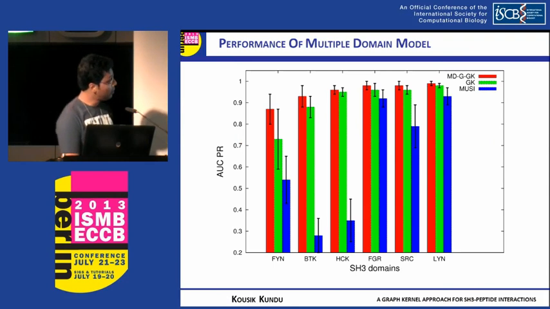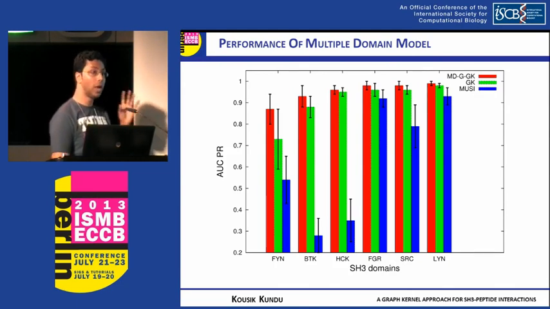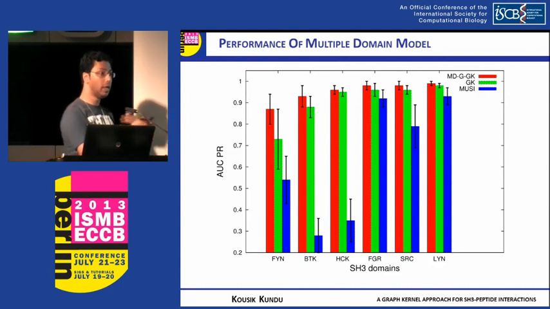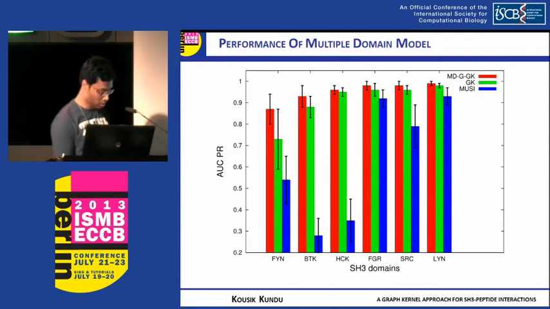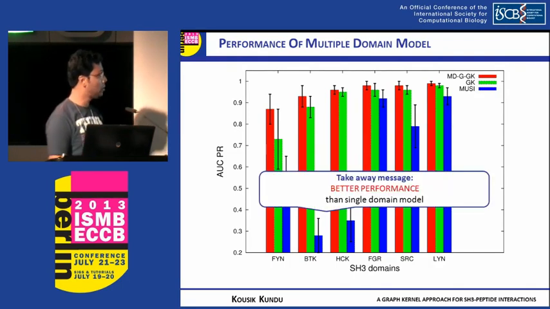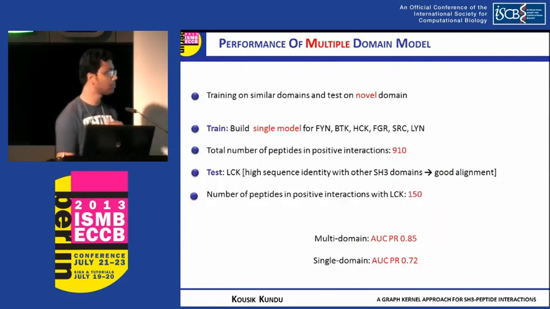Now here you see the x-axis is the SH3 domains, the 6 SH3 domains, and the y-axis is the AUCPR. This is the 10-fold cross-validation result. The red bar indicates the multiple domain model, the green one indicates the single domain model, and the blue one indicates the MUSI performance. Now you can see that the red one, the multiple domain model, is always better than the single domain model because you allow the exchange of information among the domains. So the takeaway message is better performance than the single domain model.